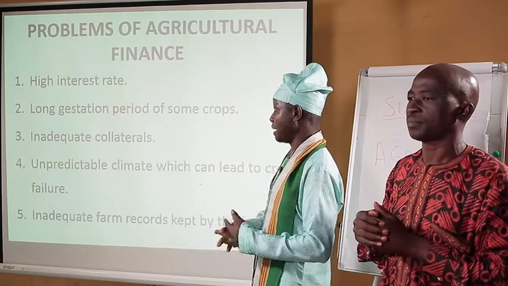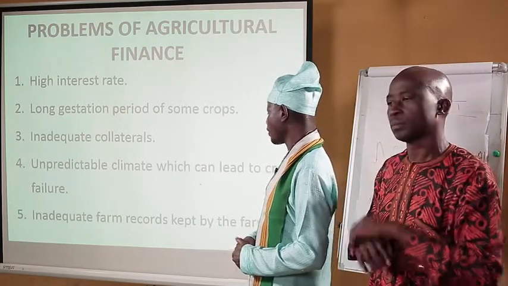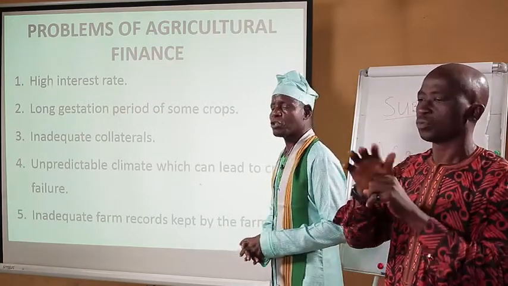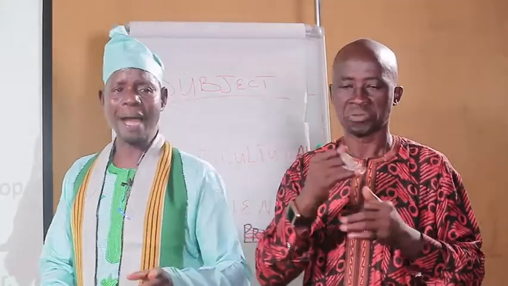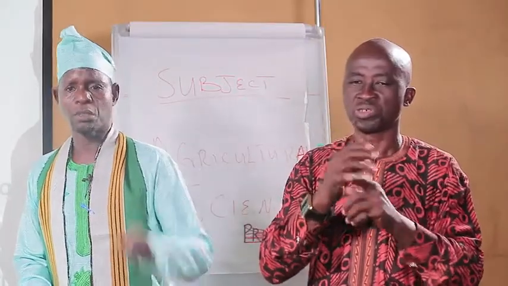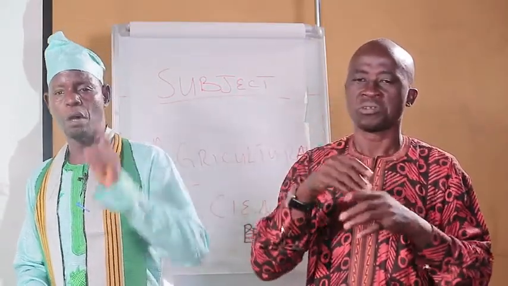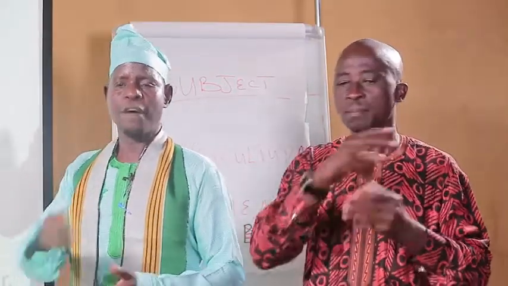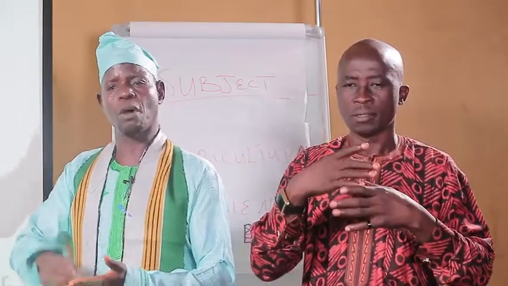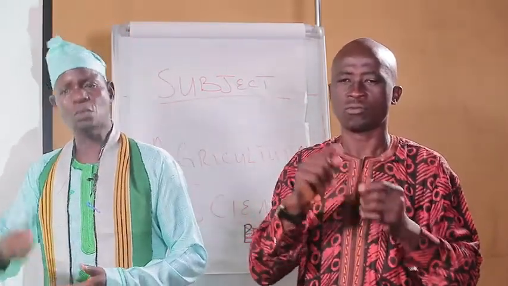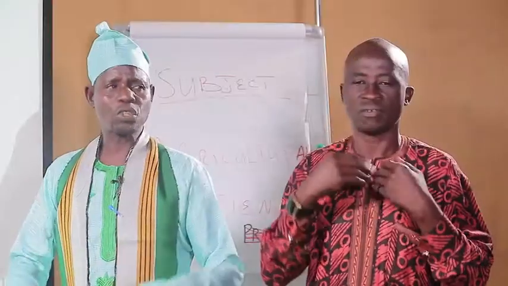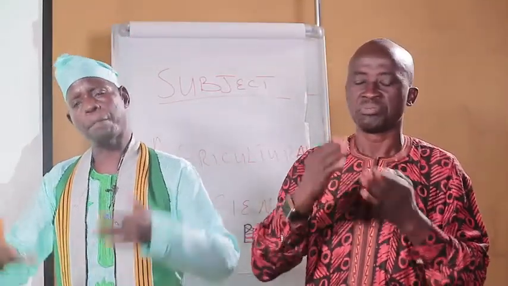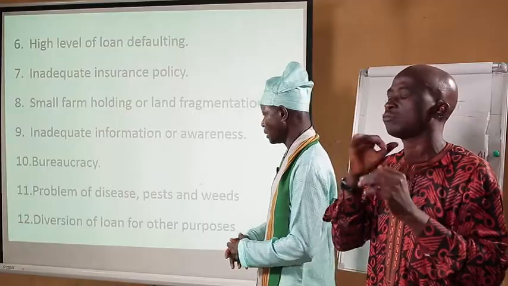Then we have number 5, inadequate farm record kept by the farmers. Some farmers don't keep record at all, and banks use farm record to give loan. If you go to the bank to obtain loan, the banks will ask you for records. If you don't have record, the banks will not know whether you are making progress or not.